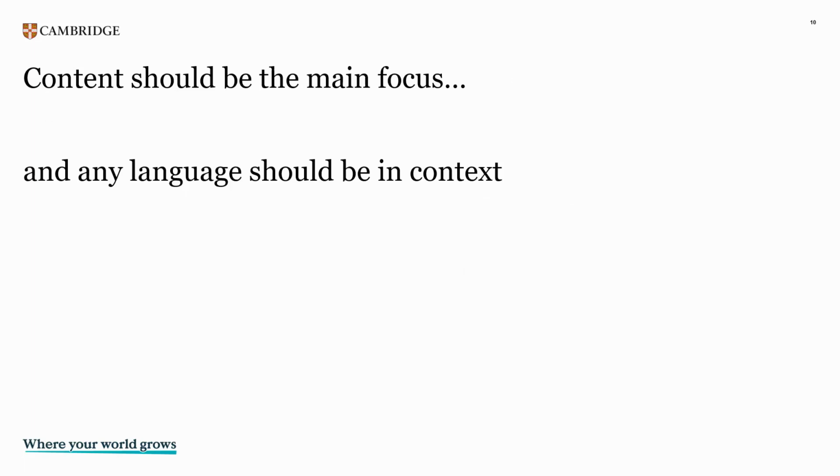So, content or language? Content is normally the main focus, but any language we use should be in context. Remember what David Marsh says about the language demand. A very open question, for example, write everything you know about the solar system. This is a really complex task. Write everything you know about.